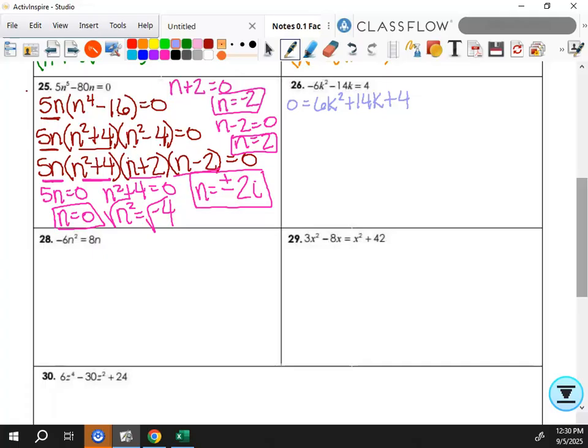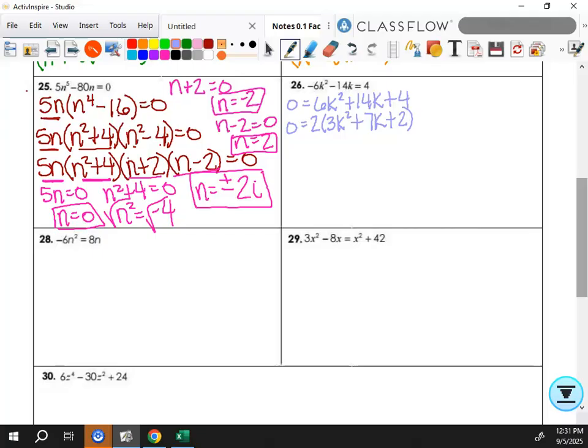Now, can I factor out a GCF? I can. What's my GCF? 2. So I'll get 0 equals 2 times 3k squared plus 7k plus 2. All right, now, just as an FYI, if I had not factored out my GCF, because sometimes y'all blow right past that, I could have multiplied the 6 times the 4, got 24, look for factors. I could still do all that and get the right answers in the end. The problem is my numbers get bigger and then things just get more complicated. So it's actually simpler to do it at the beginning.